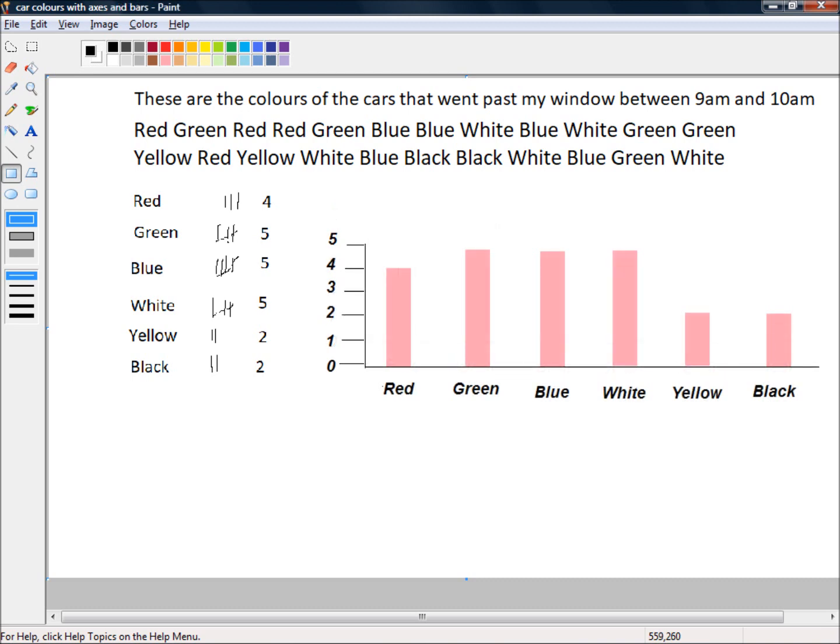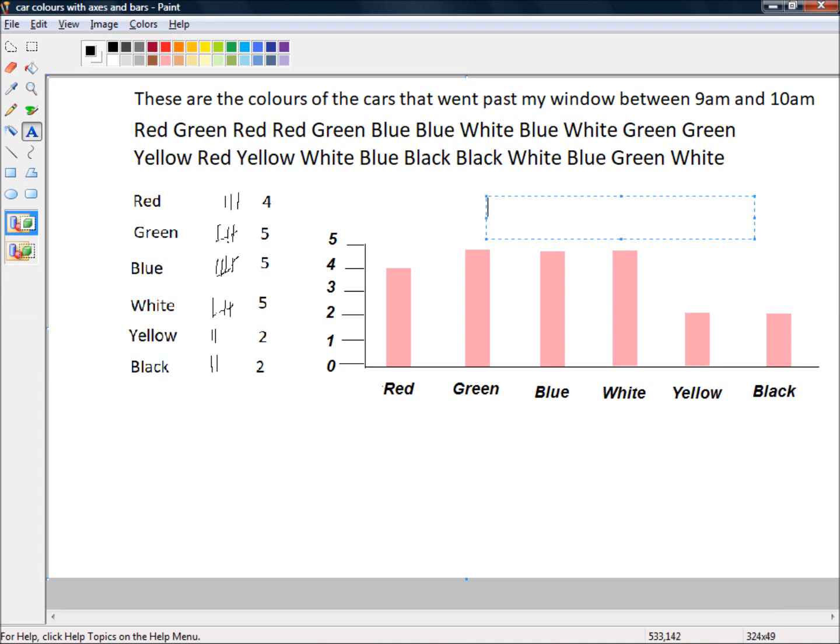So now I've got my bars nice and evenly spaced and roughly the same width, and the height represents the frequency. Now all my bar chart needs is a title, so all I have to do is think of a descriptive title. So perhaps number of cars by colour or something along those lines. So I'll just write the title in.